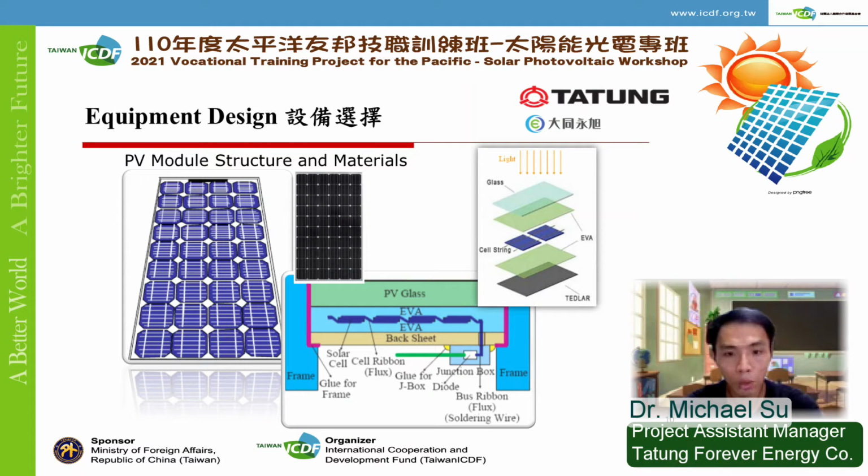The solar cell has multiple layers. From top to bottom, it is glass, PV glass, in particular to prevent any reflection. The reflection rate needs to be so low that the cells inside get absorbed as much insulation as possible. Next would be the EVA films.